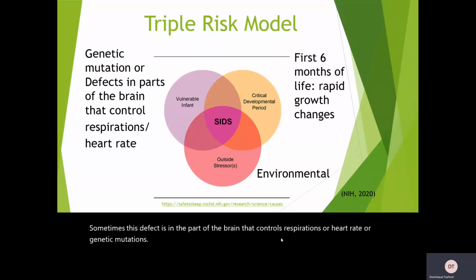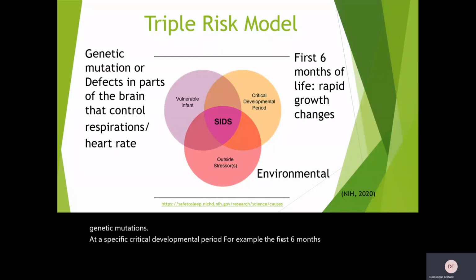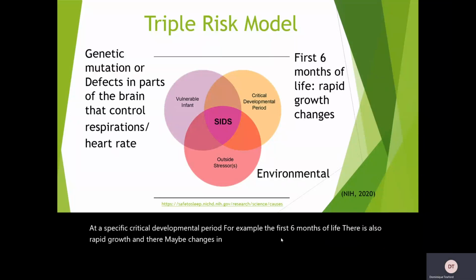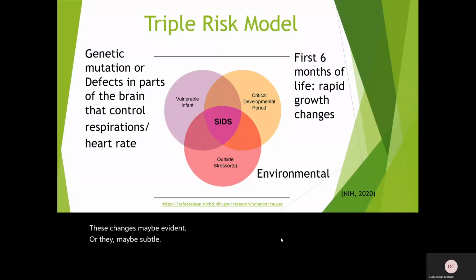At a specific critical developmental period, for example, the first 6 months of life, there is also rapid growth and there may be changes in homeostatic controls. These changes may be evident or they may be subtle. For example, variations in breathing, heart rate, blood pressure, or body temperature. There may also be subtle variations like change in sleeping or waking patterns. Some of these changes may destabilize the infant's internal systems temporarily or periodically.